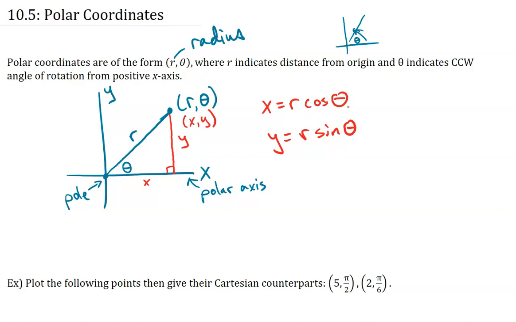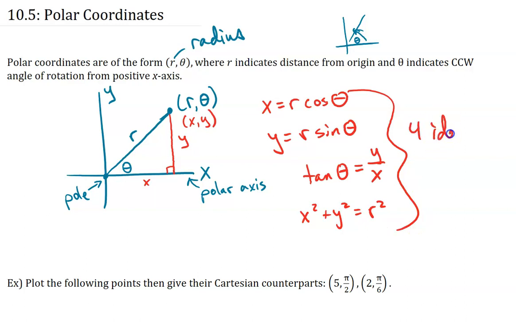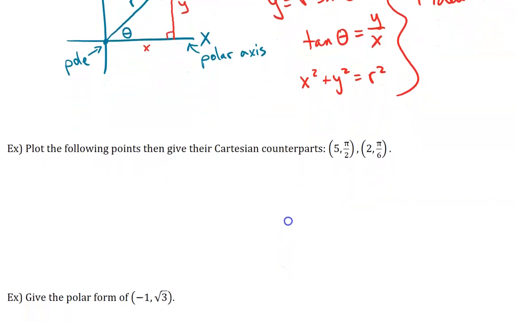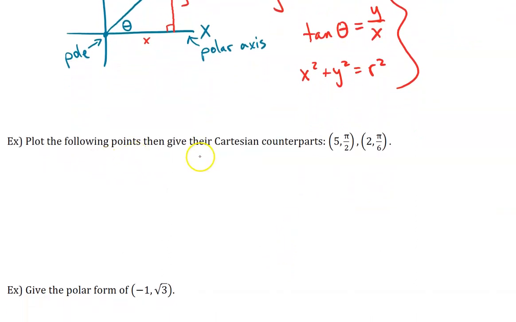So other identities that we know, also from SOHCAHTOA, we can say that tangent of theta, opposite over adjacent, is y over x. And then also, because this is a right triangle, we can say x squared plus y squared is equal to r squared. So using these four identities, we can do a lot of easy conversions between polar forms of either points or functions and their Cartesian counterparts, okay? So let's look at a couple of points. We're going to do some plotting, and these are given in polar form, and then we're going to give the Cartesian counterparts.